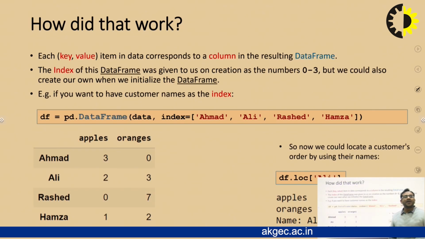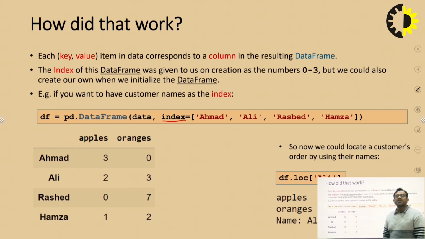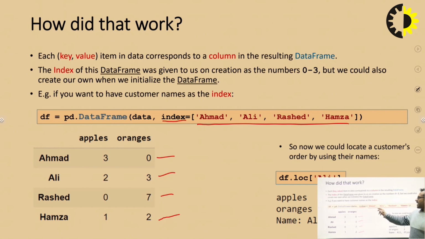Okay. Next, how does it work? Another example: in the previous example, I just set the data and I did not set the row indexing. The columns already took the key values, apple and orange. So how can you pass the row indexing? For that there is another attribute, index. You can see there are 4 rows, so we have passed 4 row values: Ahmad, Ali, Rashid, Hamza. So these 4 names are set as the row indexing here.